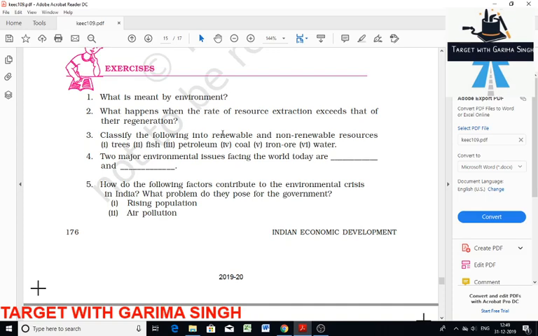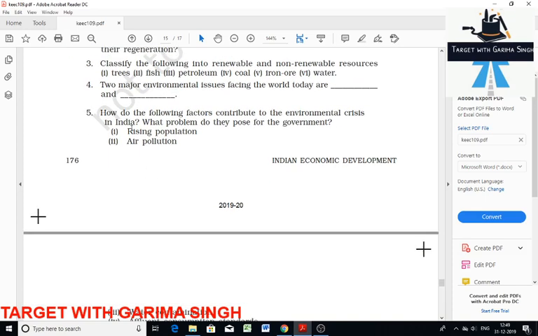Next is, classify the following into renewable and non-renewable. Trees and fish are renewable resources; petroleum, coal and iron ore are non-renewable. Water is somewhat renewable, but if used in excess, it also comes under the category of non-renewable. Two major environmental issues facing the world today are global warming and ozone depletion. How do the following factors contribute to the environment? What problems do they pose?